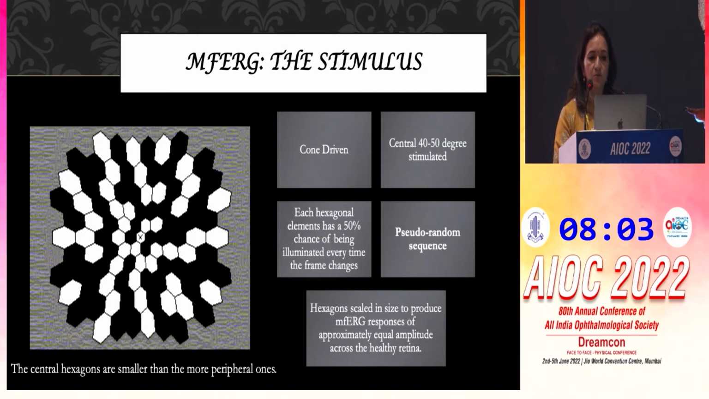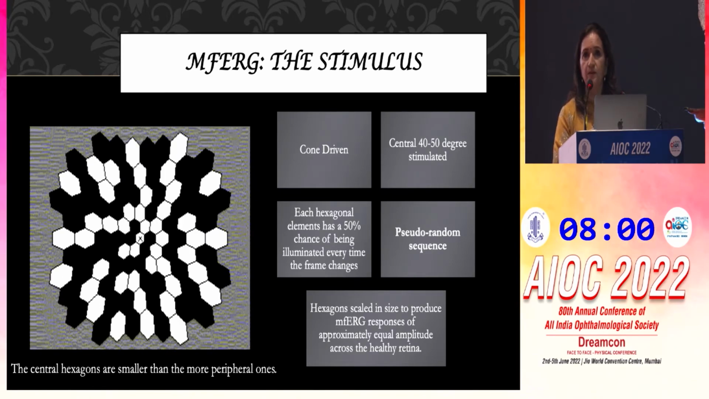This is what the stimulus looks like. As I said, we are doing this under photopic conditions, so it is cone-driven, central 40 to 50 degrees. This is something called a pseudo-random sequence, because it looks random, but the computerized system ensures which way it happens. Most important is that the illumination across any period of time should not change when this pattern is changing. It will give us a response.